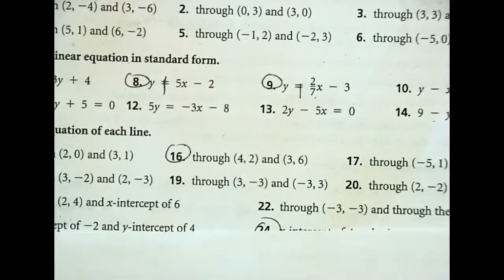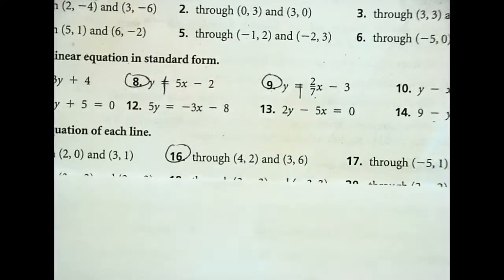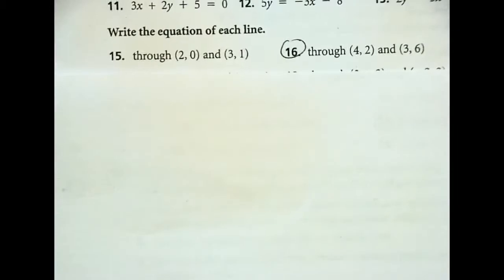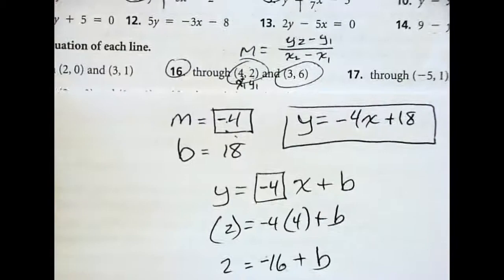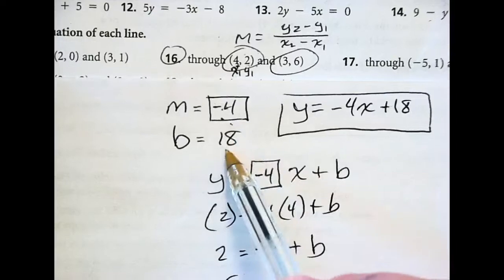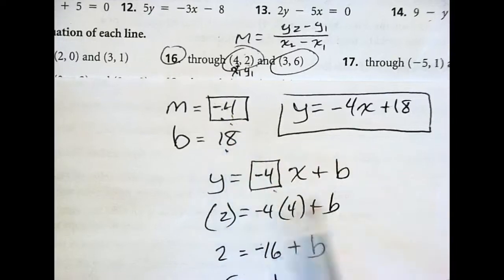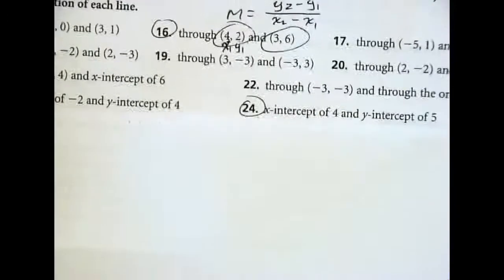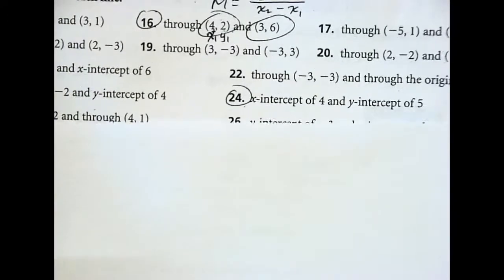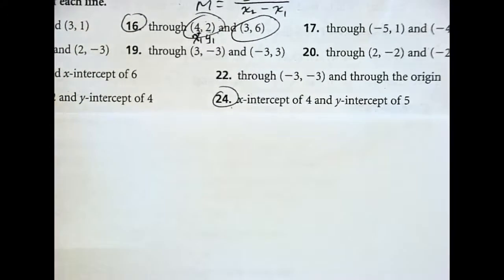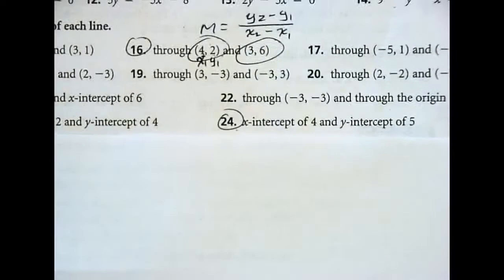All right, tell your neighbor how you're going to solve number 16. Take a look at 16 and the instructions, how you're going to solve it. Comparing from 16, where we found m and b, we used our m to find our b, wrote our equation. Looking at number 24, how is that one different and how is it the same? Write that equation of a line.